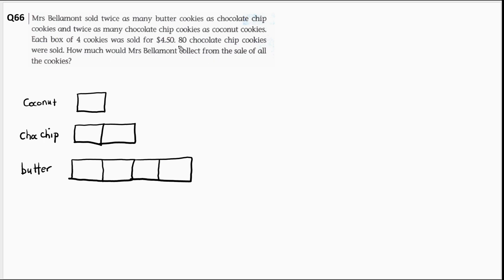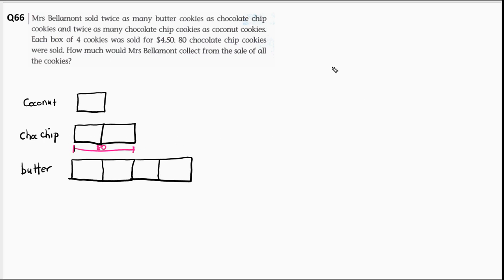We're then told 80 chocolate chip cookies were sold. Now remember I said we've got quantity and we've got money. This is all about quantity of cookies. So I need to put this information in, 80 chocolate chip cookies. So that means that this whole thing, let's make that a different color, these 2 parts, has a value of 80.